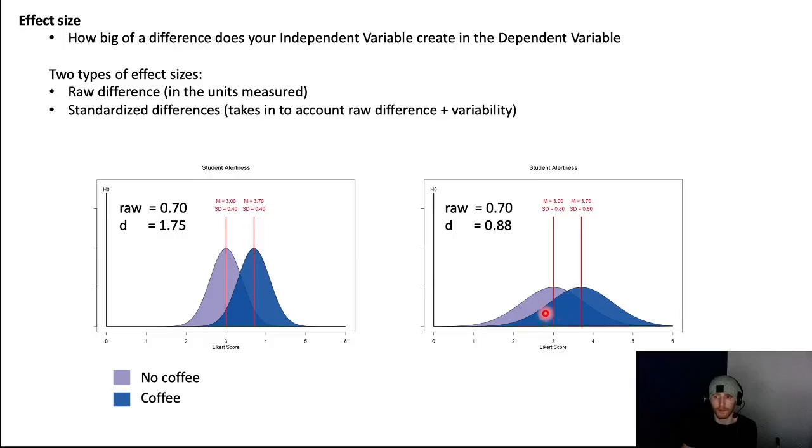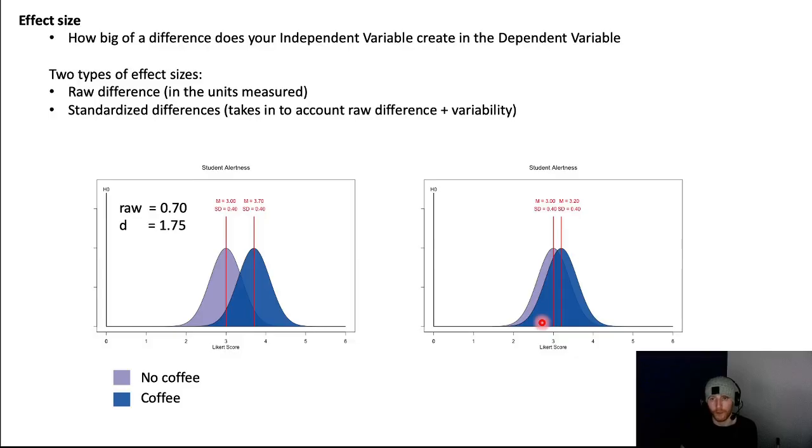You're still quite certain because so few participants in the coffee group score below the average of the no coffee group. But you can see that the standardized effect size reflects that there's more overlap, that you can be less certain about the effect that your coffee's had. Okay, and I just wanted to finish with a quick example of having the same variability but a smaller raw score. So now the means are only slightly different. We can see there's a mean difference of 0.2, which is the raw difference. So in terms of alertness, we only found a small effect size of 0.2, and the standardized effect size has come down a lot as well.